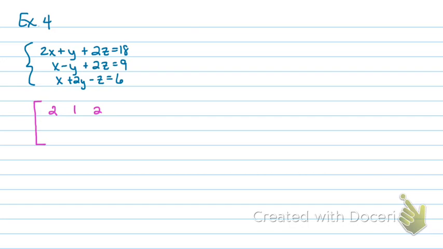So 2, 1, 2, and then I got this line. To me, it's kind of like my equal line, because what it's equal to is on the other side. And then 1, negative 1, 2, and 9. 1, 2, negative 1, and 6.